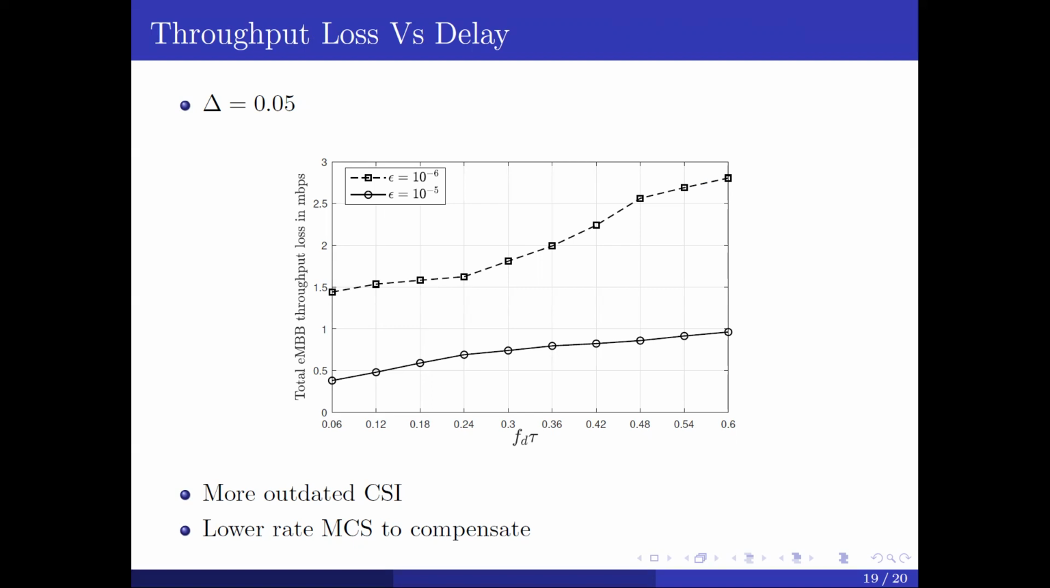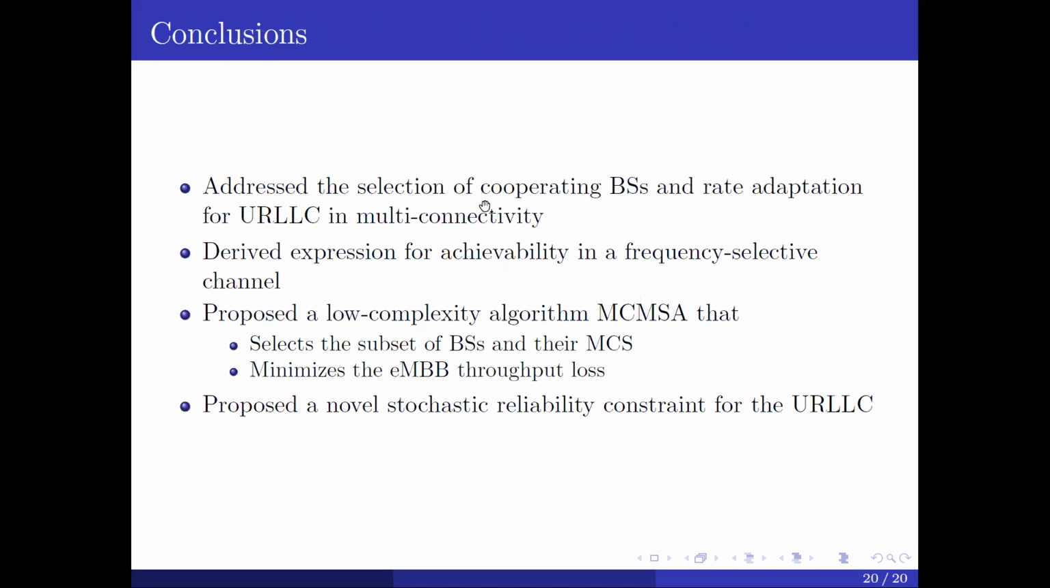So to conclude the talk, we address selection of cooperating base stations and rate adaptation for URLLC in multi-connectivity. We derived an expression for achievability in a frequency selective fading channel. We proposed a low complexity algorithm MCMSA that selects the subset of base stations and their MCS. It minimizes the eMBB throughput loss. And we proposed a novel stochastic reliability constraint for the URLLC.